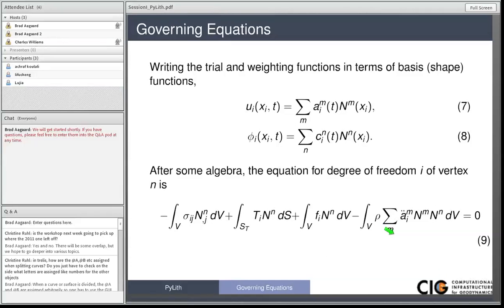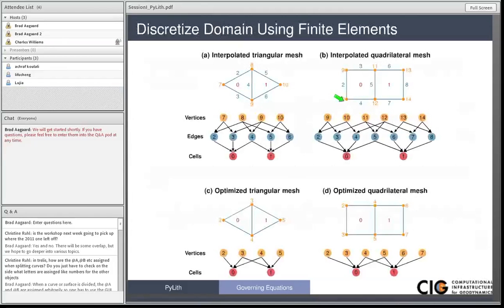We write our trial function and weighting function in terms of basis functions. Here are basis functions, we use N. And after some algebra and looking at isolating things for degree of freedom i on vertex n, we end up with equation 9. And this is what we want to integrate over our domain. And so that means we need to bring in our discretization scheme. This is a diagram showing how we think about our meshes and our mesh data structures within Pylith.